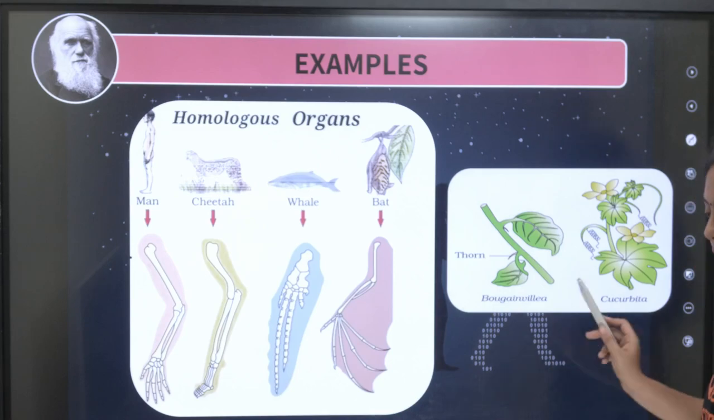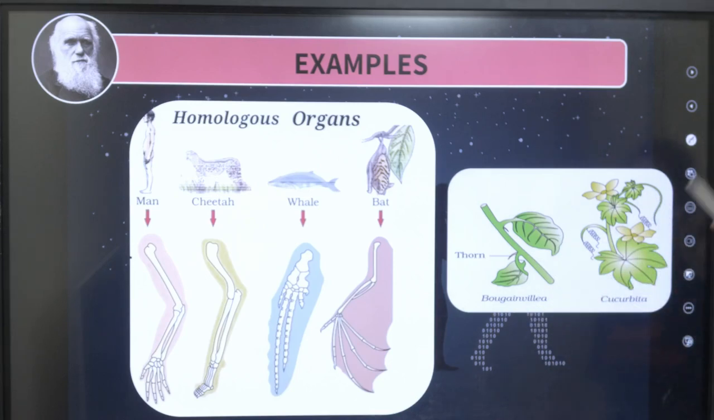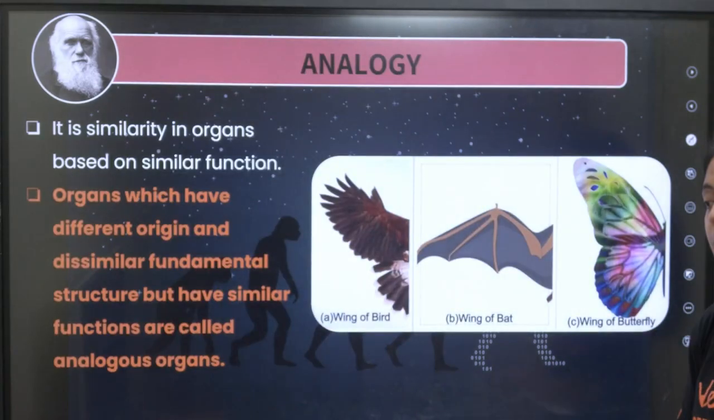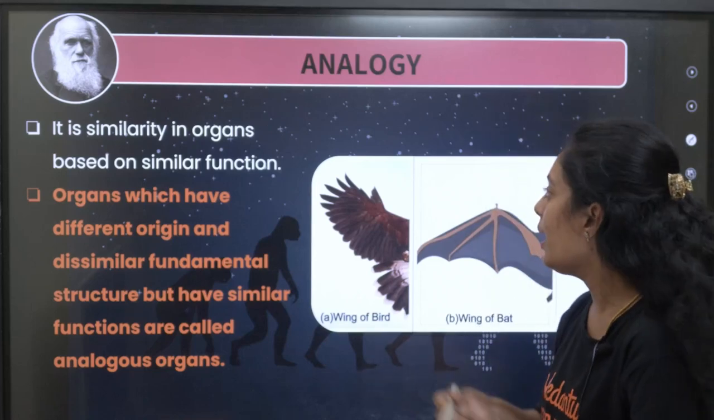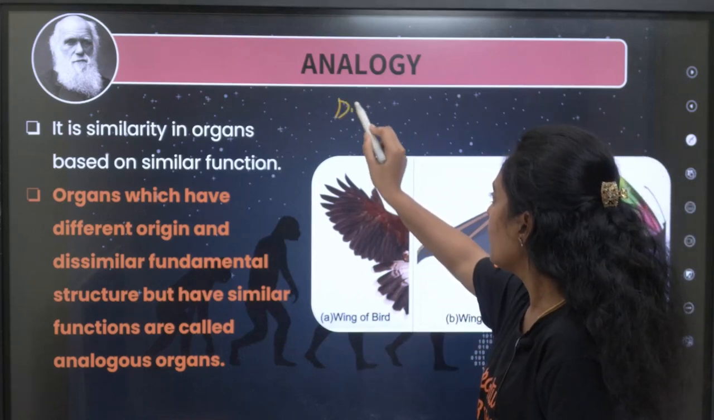This is your textbook picture. Thorns of bougainvillea and cucurbita. Now we are going to look at analogy. What is analogy? Very important.